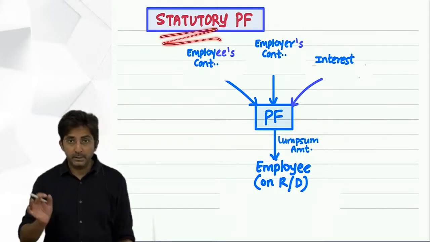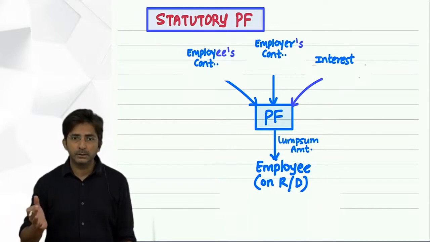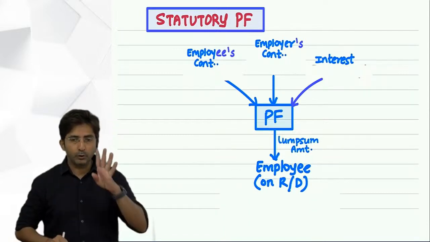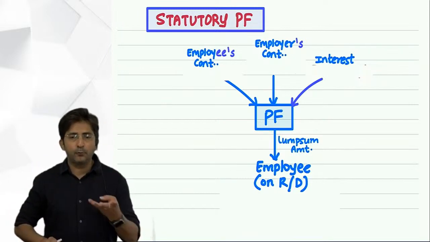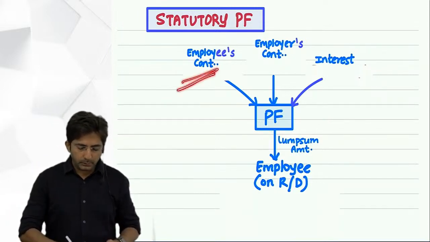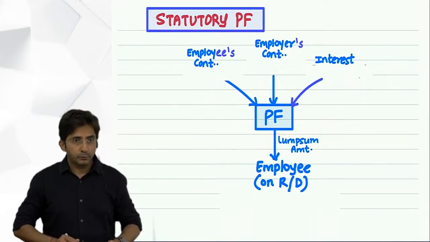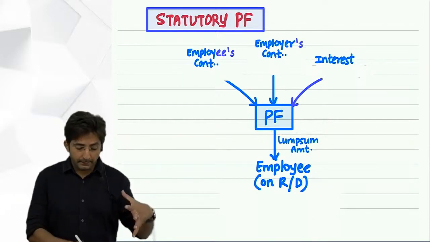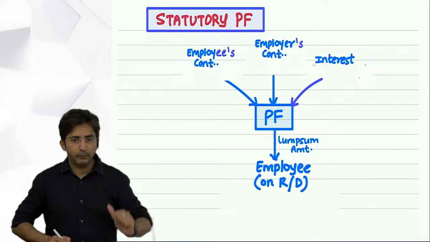Now, whenever statutory provident fund comes in the question, one thing is for sure, the employee is a government employee. And then in the question, they will give you four things. See, whenever provident fund comes, maximum four things will come. What four things? Employee's contribution, employer's contribution, interest, and lump sum amount. So now imagine these four things are given in the question and the provident fund is statutory provident fund. So see, one by one, the effect of all.